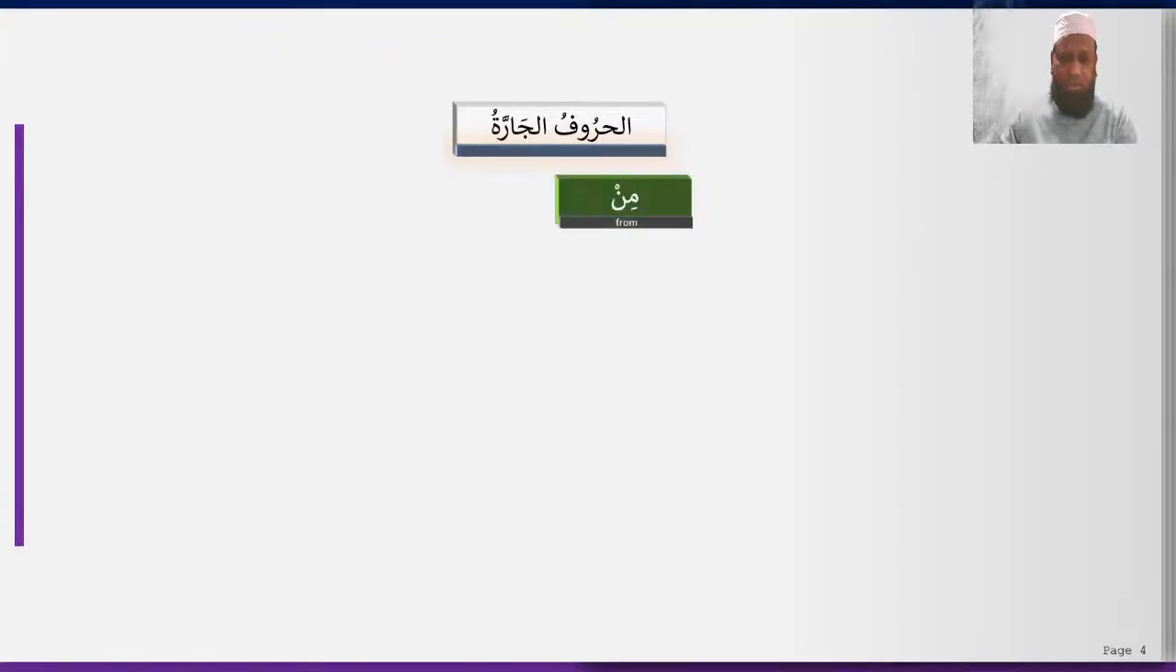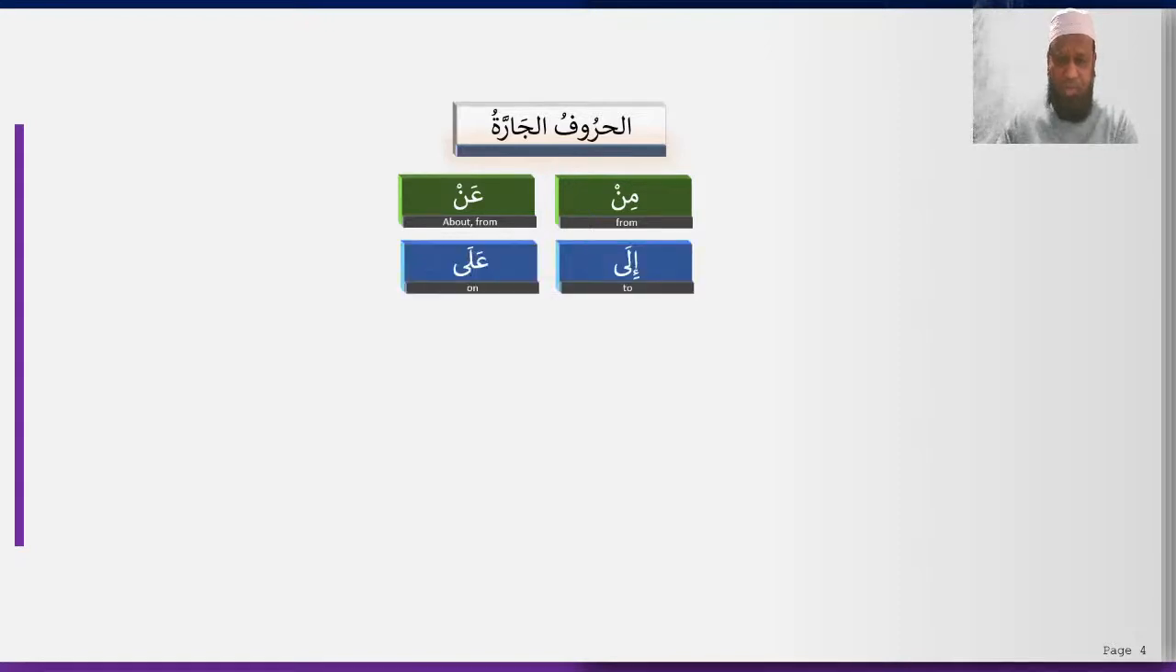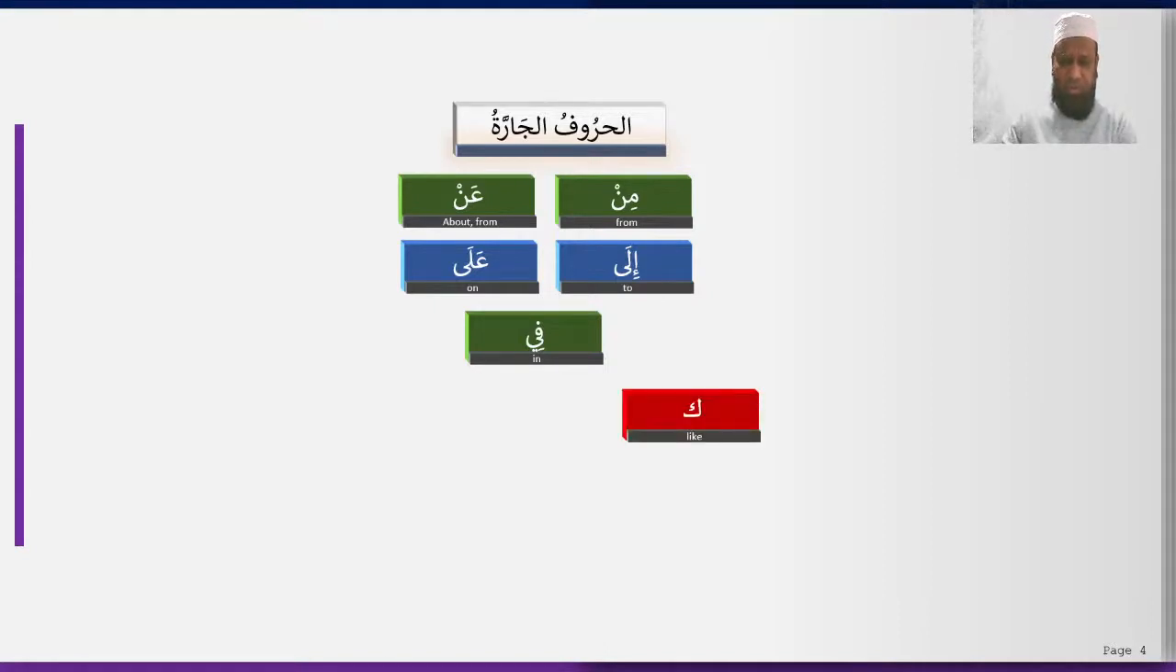Before that, let's go through the Huruf al-Jarra, and this is the way to remember them. So min, an, ila, ala, fi. And the single letters, kaf, lam, ba.